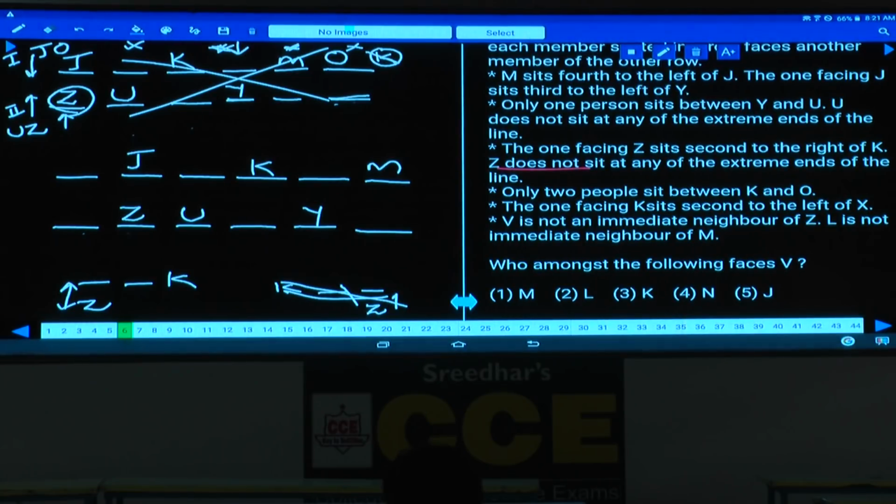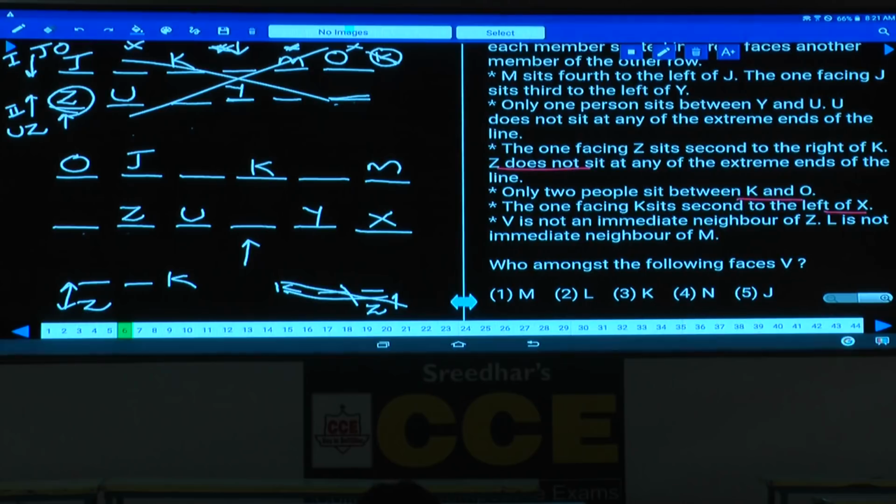Now in this one, two people between K and O. As two people are between K and O, O will be here, and the one who is facing K sits second to the left of X. Now the one who is facing K means this person is seated second to the left of X, and X must be here.